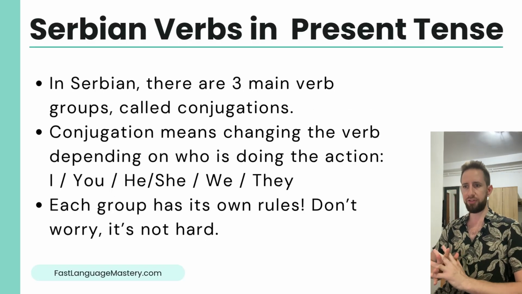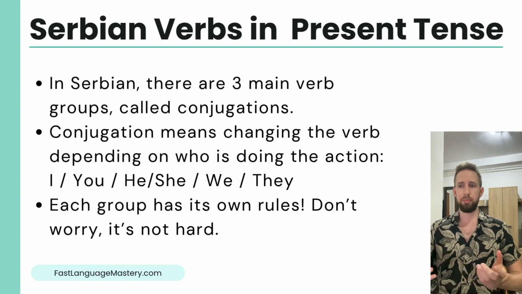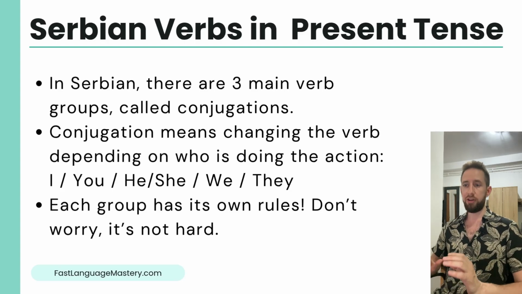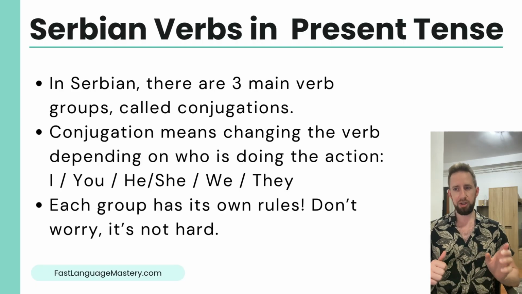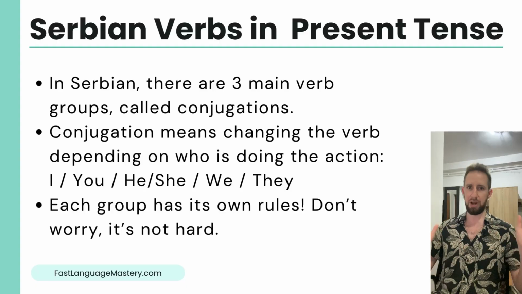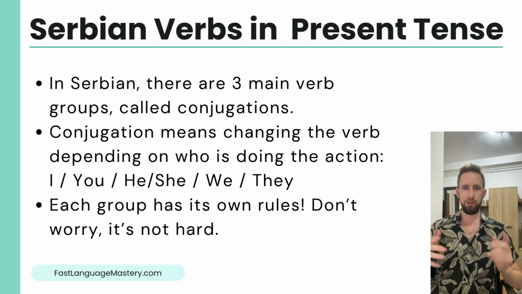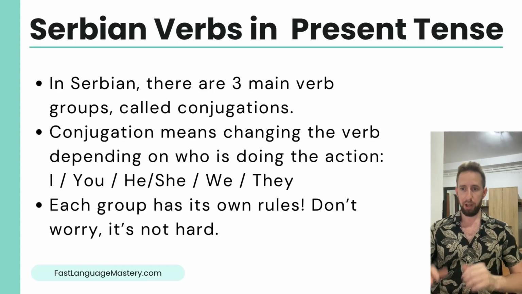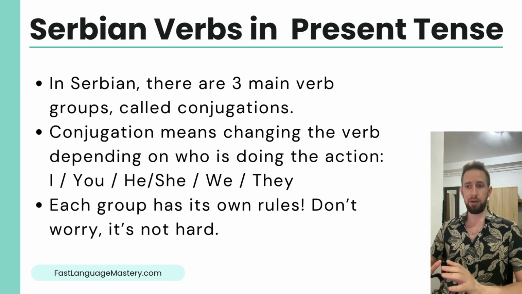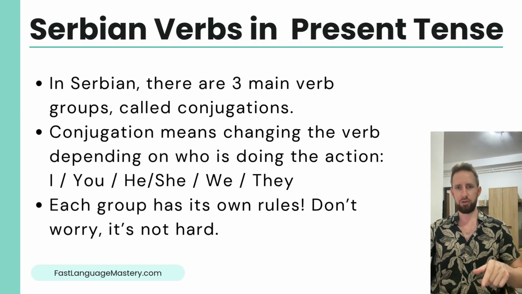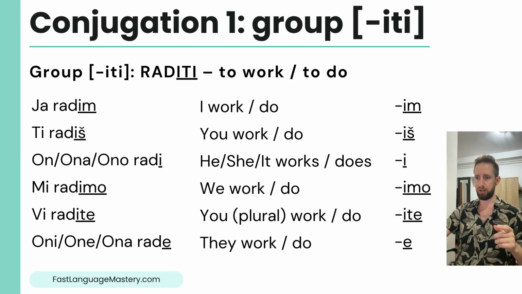So in Serbian language, there are three main verb groups called conjugation. And what is a conjugation? Conjugation means changing the verb depending on who is doing the action, whether it is I, you, he, she, we, they, personal pronouns, let's say. Verbs change based on who is doing the action relating to that verb. Okay, each conjugation group has its own rules, but don't worry, it's not hard at all. We're going to jump straight into that.